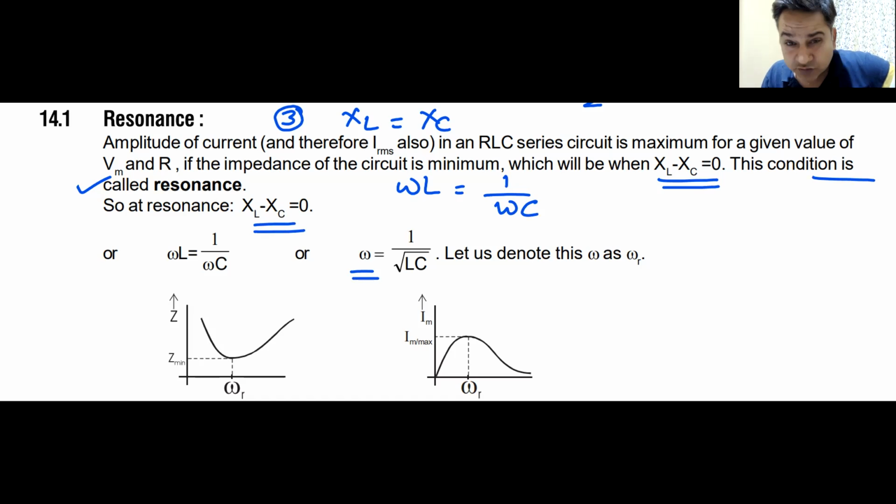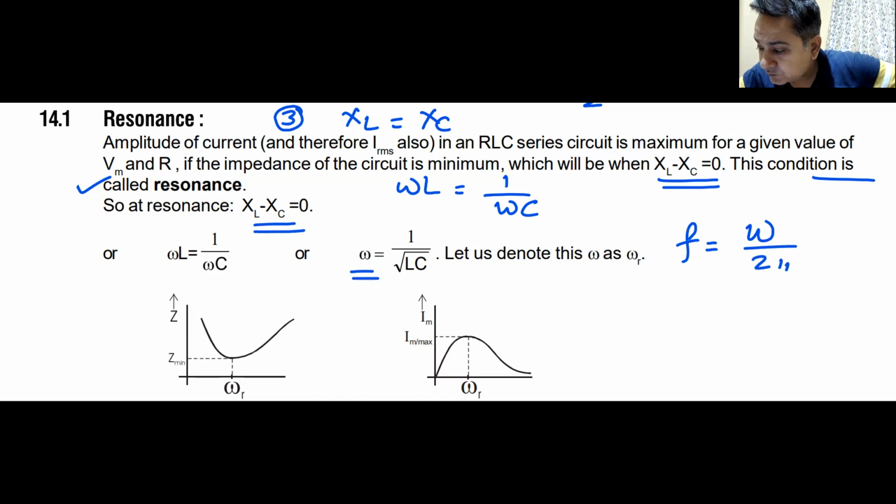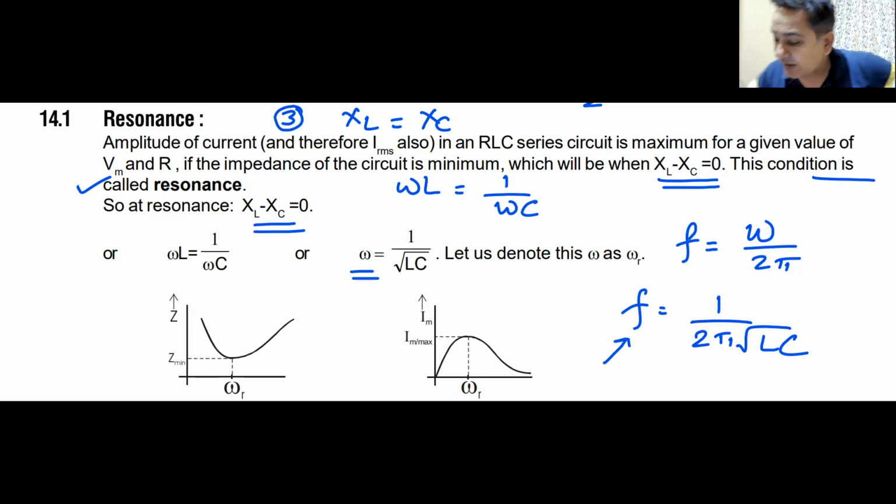Omega is known as resonant angular frequency. You can also calculate frequency f. Remember, the relation between frequency and omega is omega equals 2 pi f. So frequency becomes 1 by 2 pi root over LC. This frequency is known as resonant frequency. I hope you understand this.